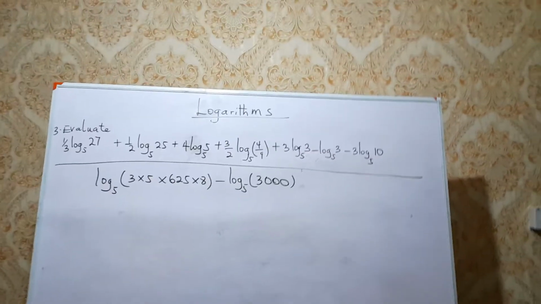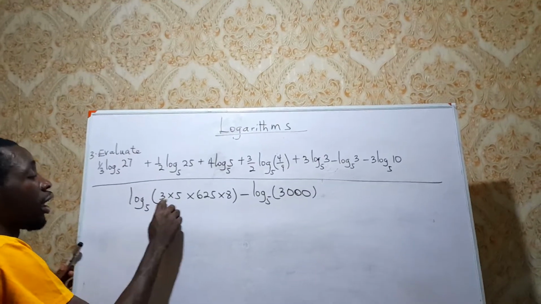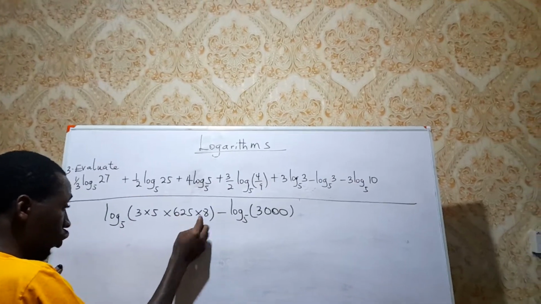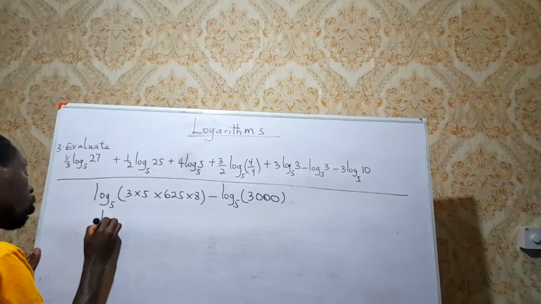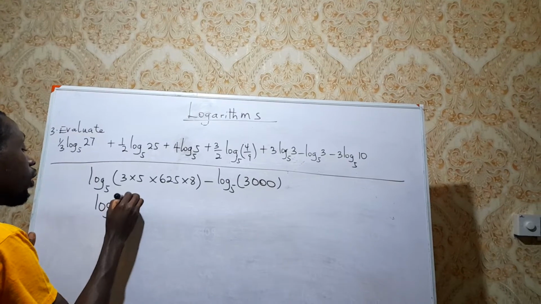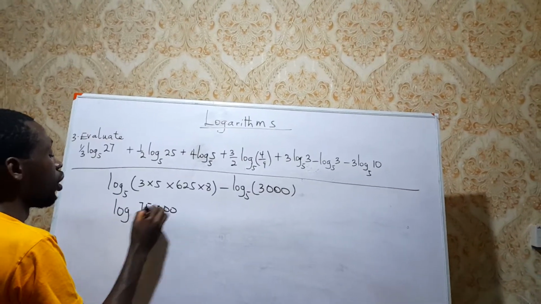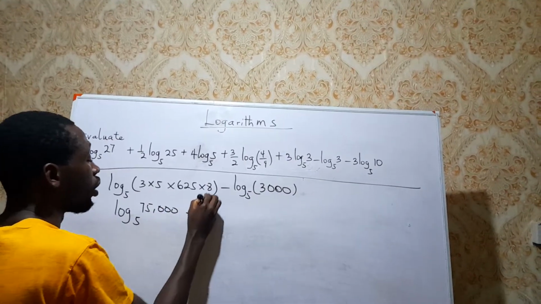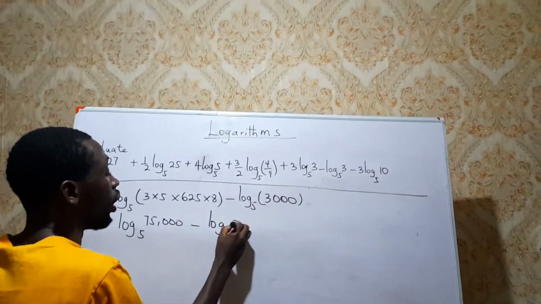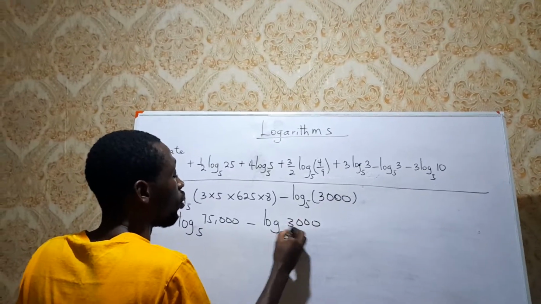So this was our last step. If we multiply 3 by 5 by 625 by 8, we'll get 75,000. So we have log 75,000 base 5 minus log 3000 base 5.